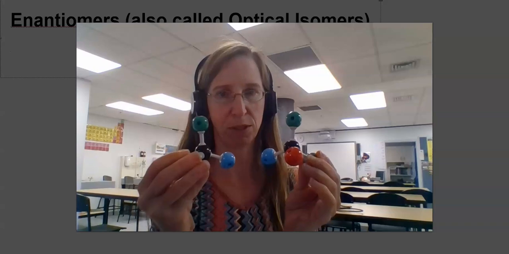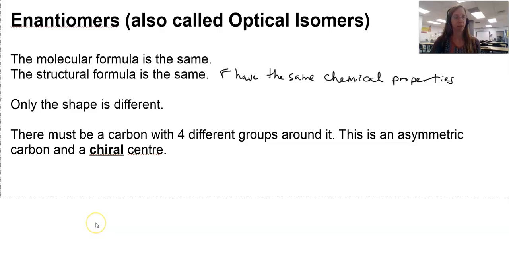Now, if 2 of the groups are the same, if this was red and red instead of red and blue, then they are the same. We can't make them different by putting groups in different places. So they do have to have all 4 groups to be different. And there are a couple different names for that: asymmetric carbon or a chiral center.